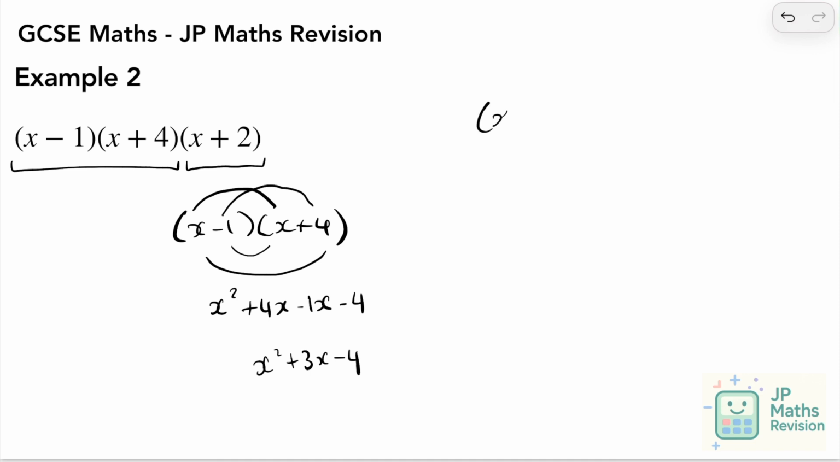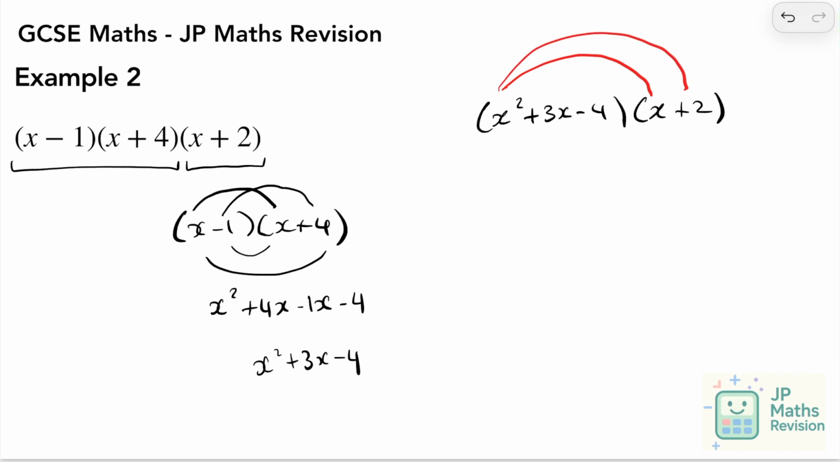So we have x squared plus 3x minus 4 times x plus 2. So we're going to do x squared times x and x squared times 2. We're going to do 3x times x and 3x times 2. And then we're going to do minus 4 times x and minus 4 times 2.